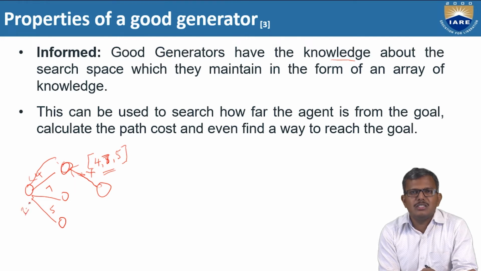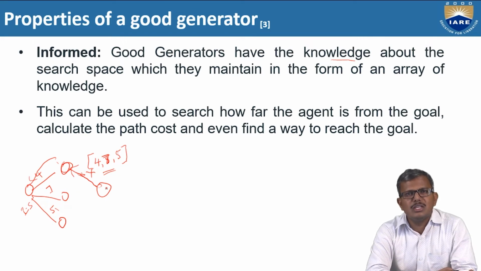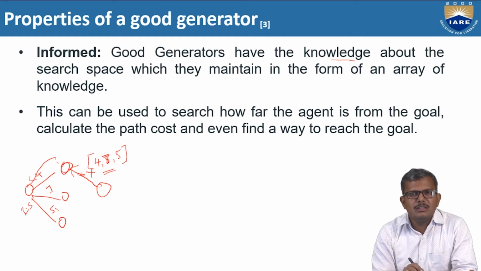When you are in the initial state, again you need to perform the search process. If you are not storing these values 4, 7 and 5, again you need to apply the heuristic function, get these values, and based on these values select the minimum one. That should not happen. That's why we say a generator is a good, informed generator whenever it stores all the values.